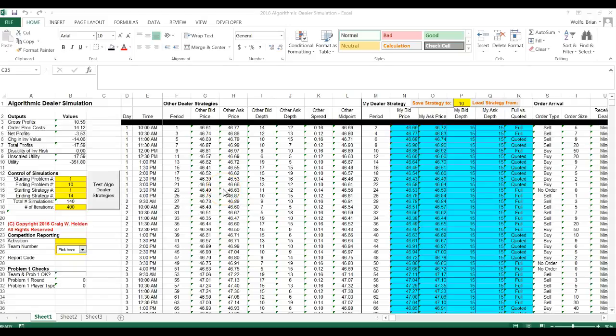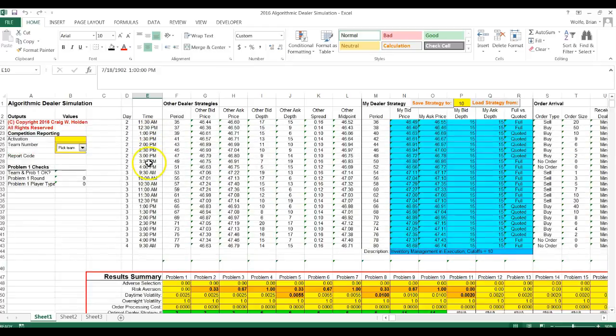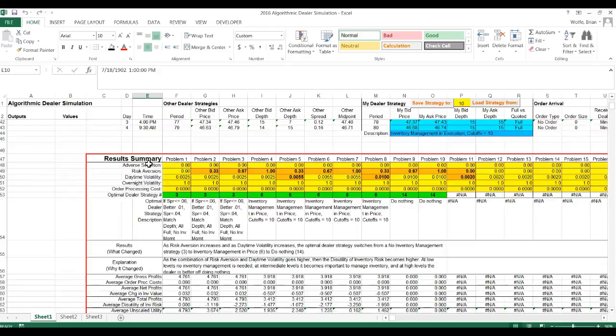I'm an assistant professor at the University of Buffalo, and we're going to do a walkthrough of the algorithmic dealer simulation. So we know we're in the right document when we look up here at the top. It says 2016 algorithmic dealer simulation. So you'll notice that it's a pretty big spreadsheet. All right, there's a lot going on in here.